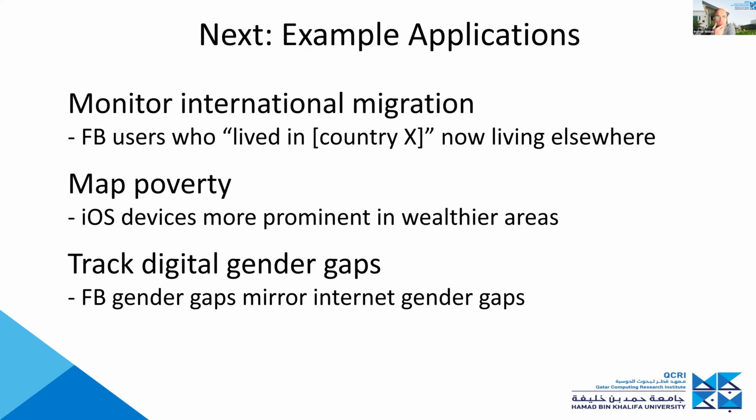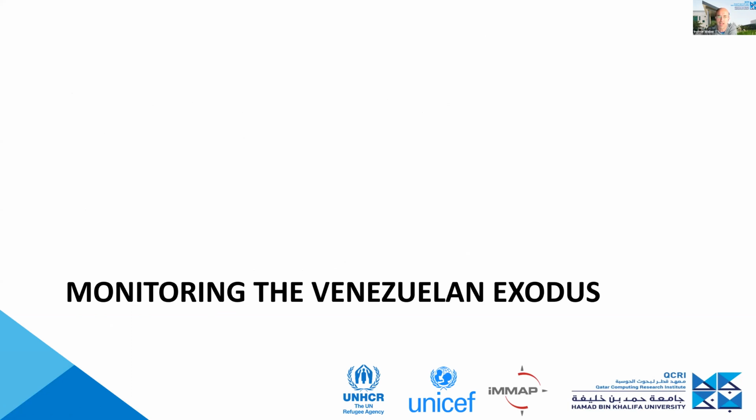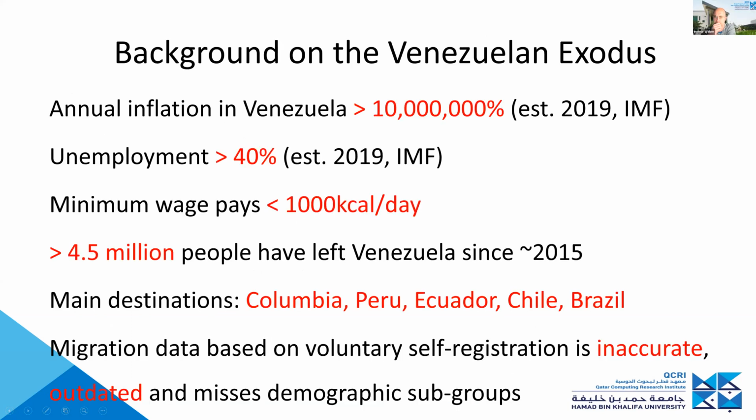And in the rest of my talk, let me just check time. Okay, so maybe in the next half an hour or so, I'll try to give you 3 examples, spelling this out a bit more in detail, on how you use this for monitoring international migration, to map poverty, and to track digital gender gaps. So let's start with the first example, which is something that we did with partners at UNHCR and UNICEF and IMAP, an NGO, in the context of the Venezuelan exodus.